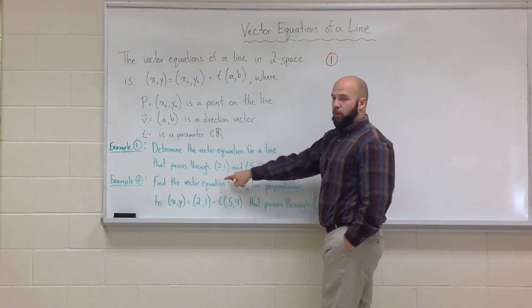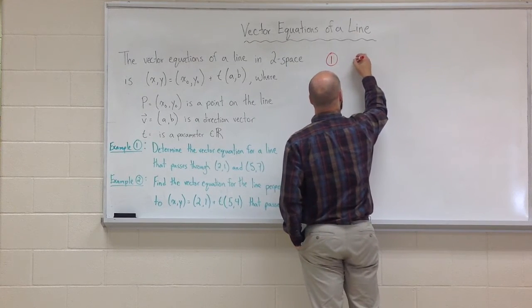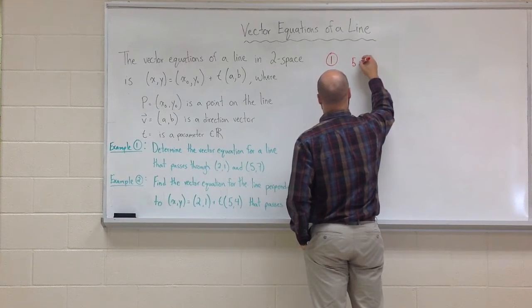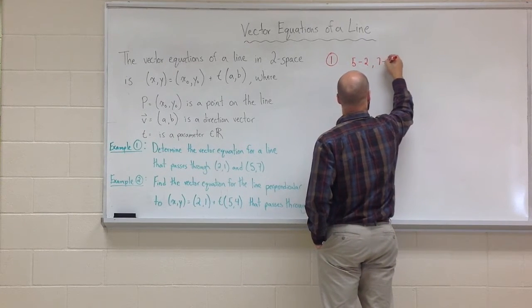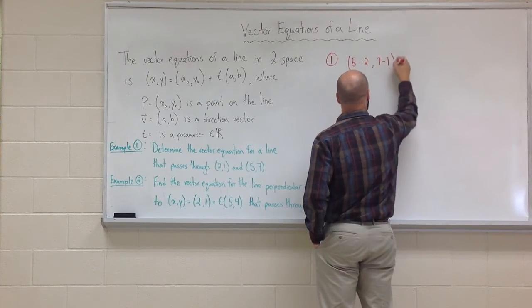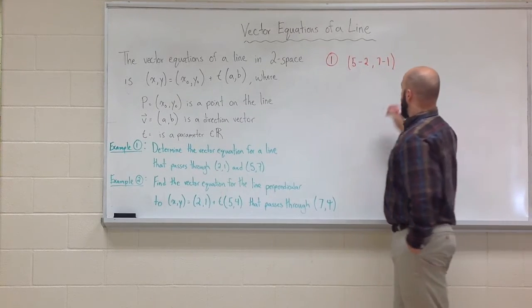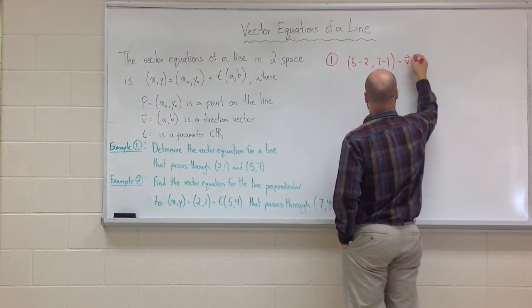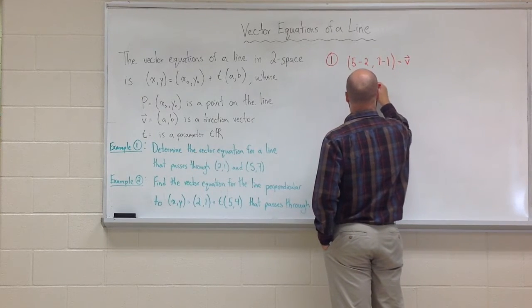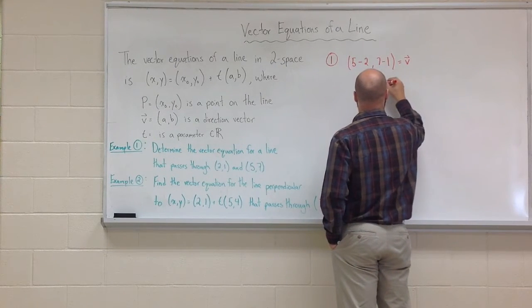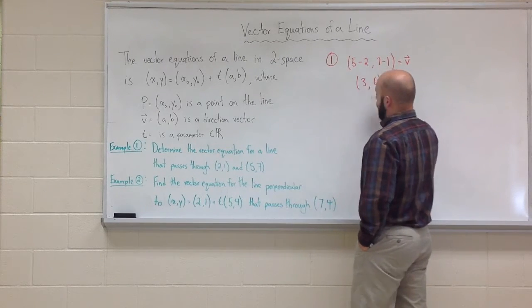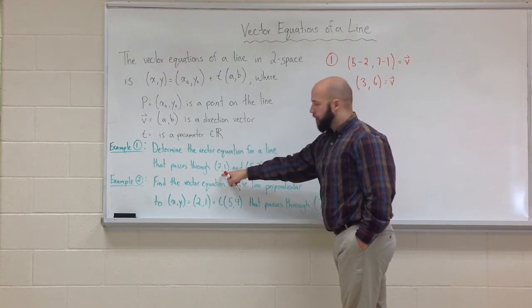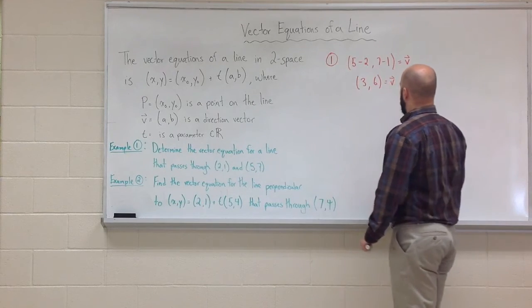(5, 7) and (2, 1). We can go 5 minus 2 and 7 minus 1 to get our direction vector. We'll call it b. 5 minus 2 is 3, and 7 minus 1 is 6. This is our direction vector, because this will be the calculation from moving from one point to the other.